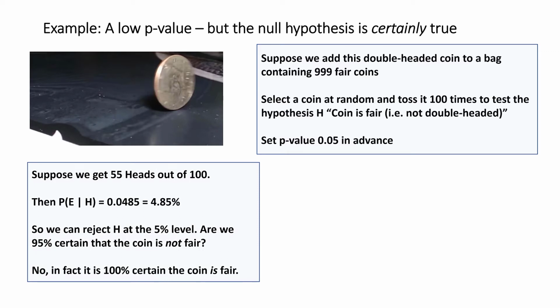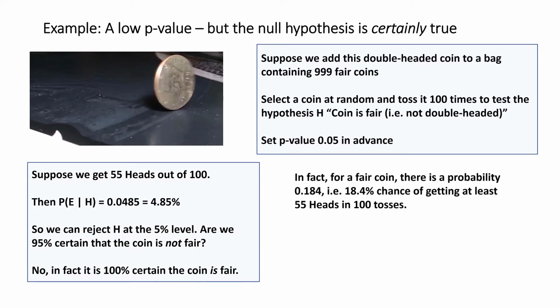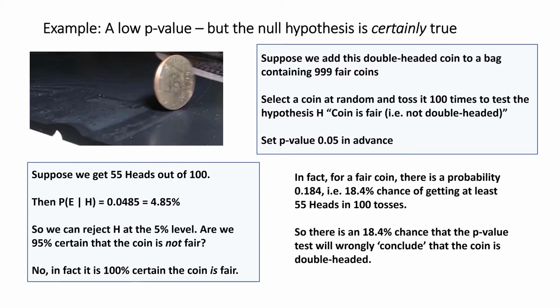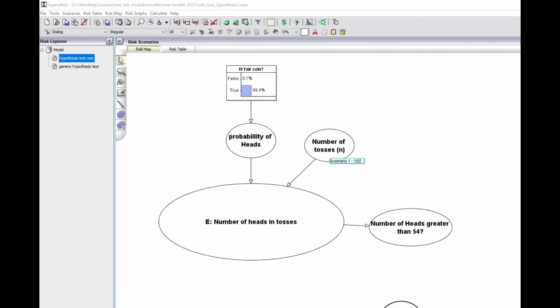In fact, for a fair coin, there's a probability of 18.4% of getting at least 55 heads in 100 tosses. So there's an 18.4% chance that the p-value test will wrongly conclude that the coin is double-headed. Let's see how I got those calculations by using a simple Bayesian network model in AgenaRisk.